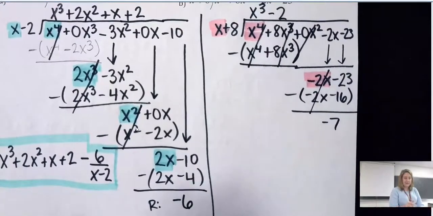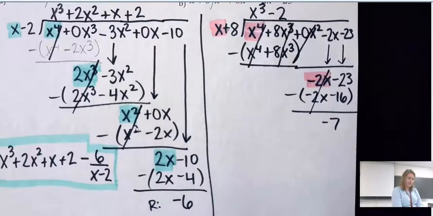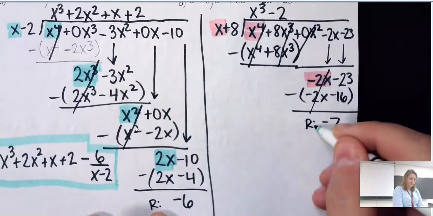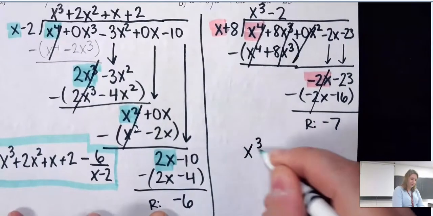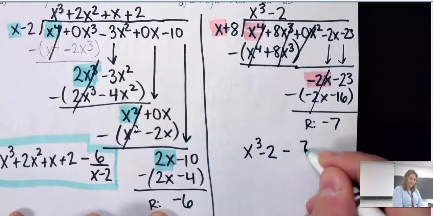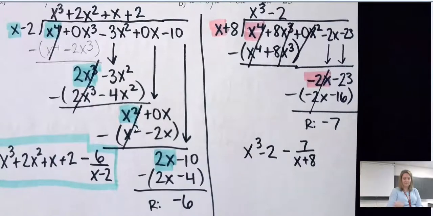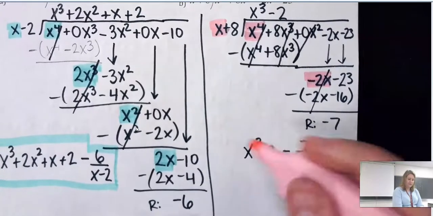Okay, so this is not a factor, obviously, because I have a remainder. This one or the question we just did, so this is my remainder. So my answer here would be x cubed minus 2, and then since the remainder is negative, it's minus 7 over x plus 8, which is what we were dividing in. And so this is our answer for the question here.